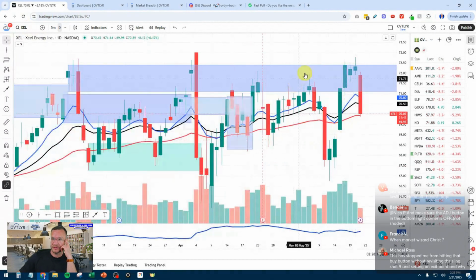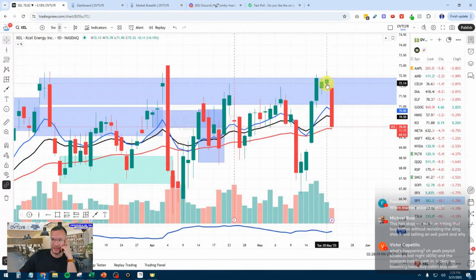Okay. Well, certainly within an order block right here. So I would not have traded it within an order block. You would have had to close over. So yeah, that's why you don't trade into order blocks for sure.